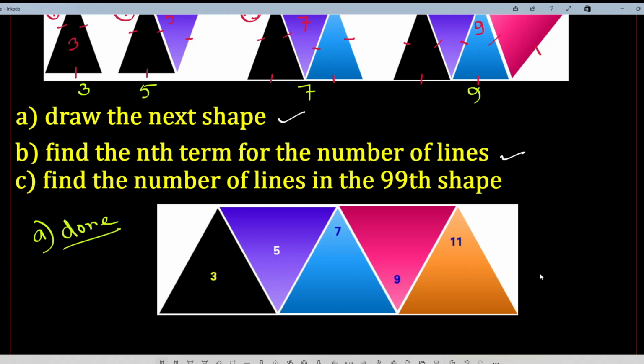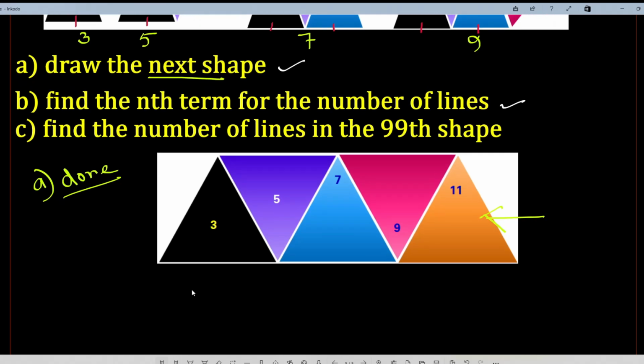This is our next shape, this brown color. So the second one: find the nth term for the number of lines. We already mentioned the sequence is 3, 5, 7, 9 and 11. So look, part B, the nth term, but we have to find out the first term.